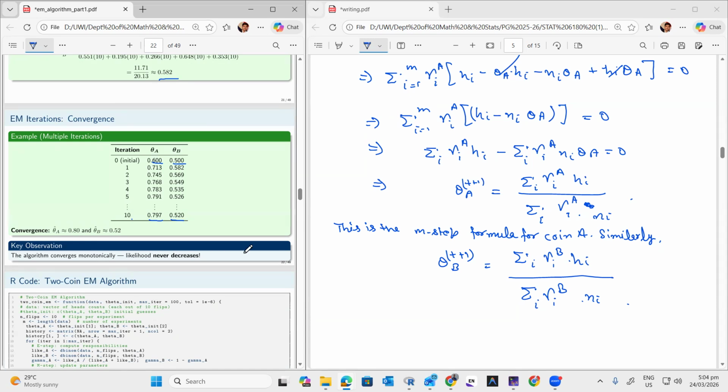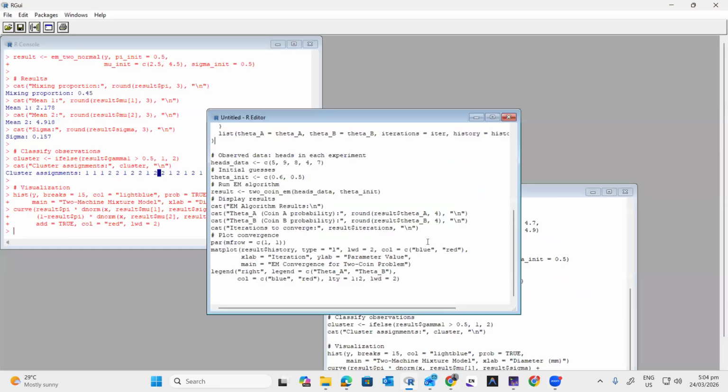So that is basically a mathematical example of the EM algorithm. Do you have any doubt on this one, or should we go for the R code? Do you have any doubt till now? Okay, so I will just proceed with the R code here.